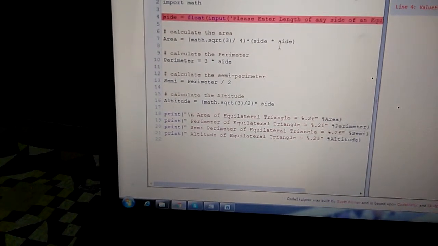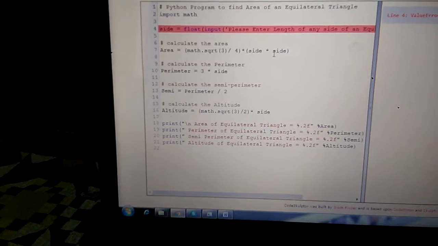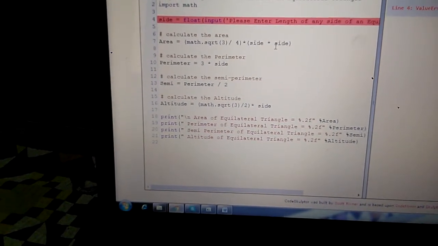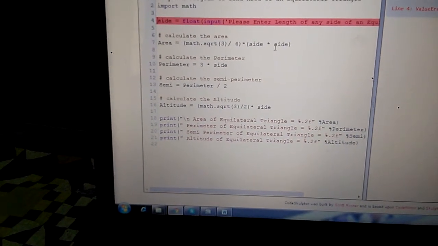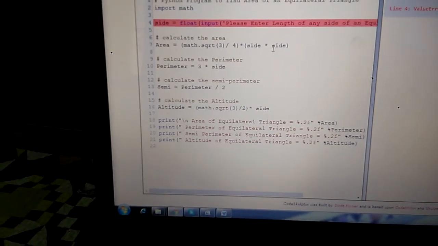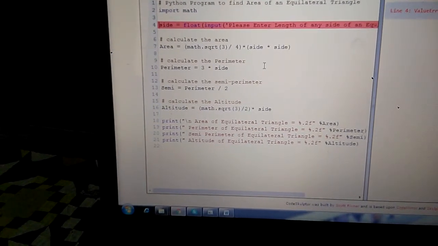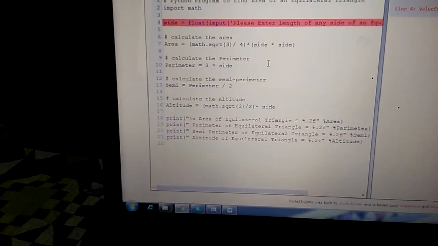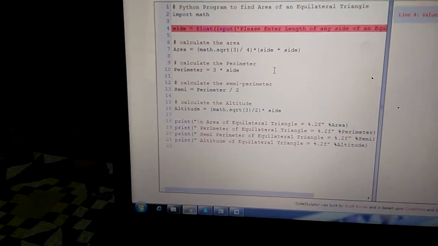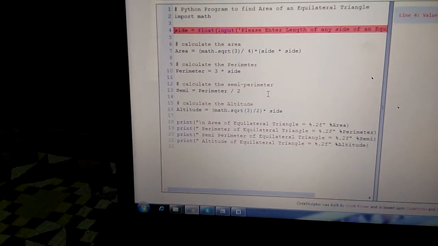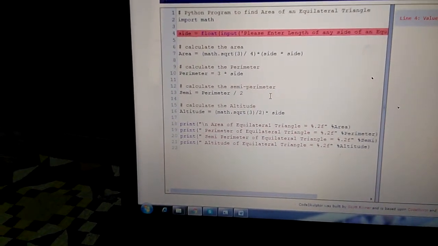The area of a triangle can be calculated from the side: we take the square root of 3, divide it by 4, and then multiply it by the square of the side of the triangle. Next, we will calculate the perimeter, 3 into s. If we know the side of a triangle, then we can calculate the perimeter. The semi-perimeter can be calculated just by dividing the perimeter by 2. Semi means half, that's why we divide it by 2.